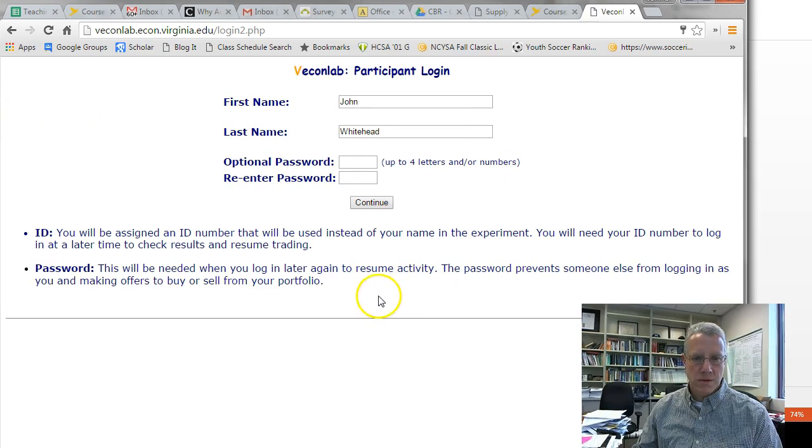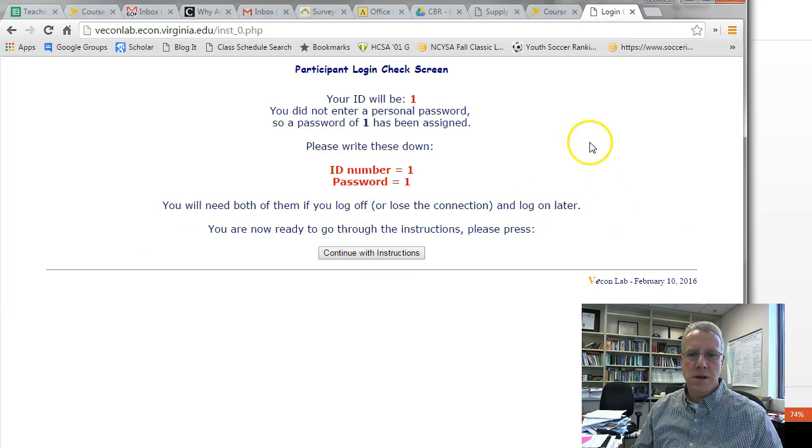So that should work. So password, this will be needed when you log in later again to resume activity. The password prevents someone else from logging in as you and making offers to buy or sell from your portfolio. So password is optional. You can complete this experiment in 30 minutes or less, and so you probably don't need to enter a password, so I'm not going to do it. So let's click continue. So my ID is 1. I did not enter a personal password, so a password of 1 has been assigned. Okay. So now let's continue with instructions.